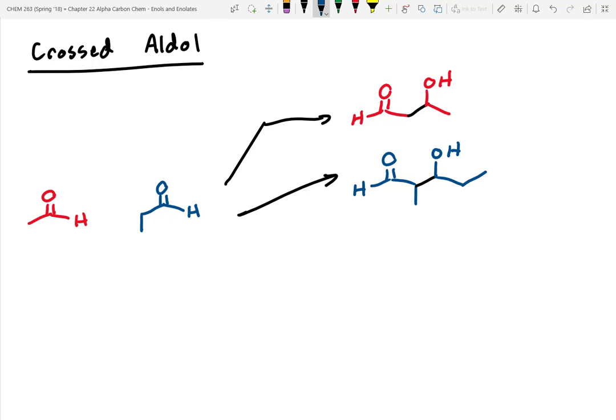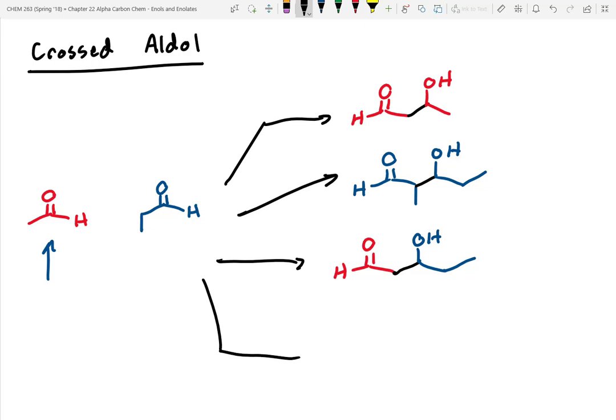And then you can have the red one react with the blue one. So for example, what if the red one turns into an enolate and it does the attacking? But instead of attacking another red molecule, it attacks the blue molecule. If that's the case, you would end up with this product. Or you could have the blue one act as the enolate and attack a red molecule.